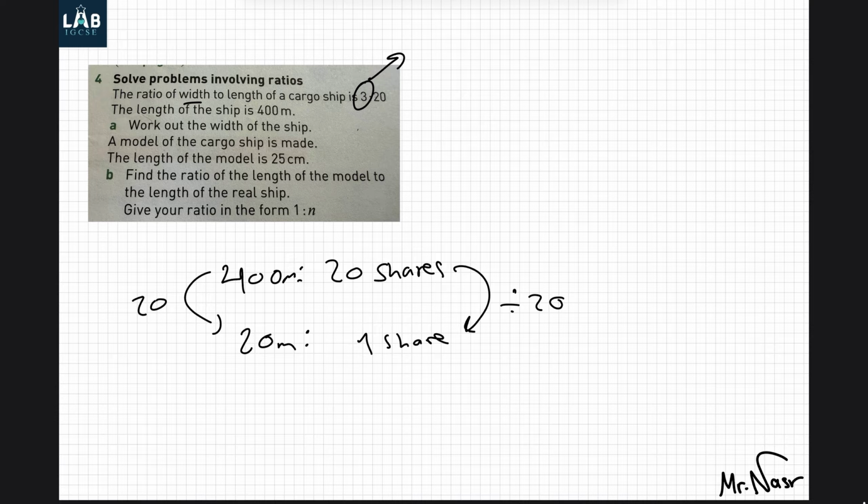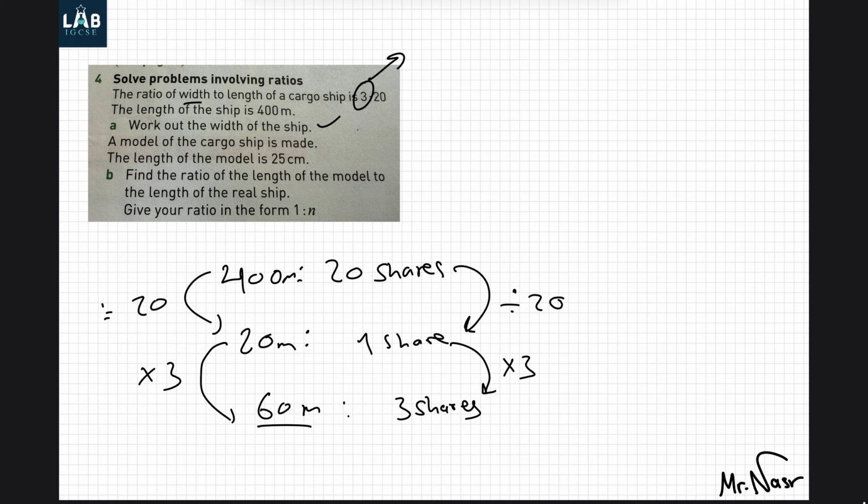So that's really important. Now, what I'm trying to find here is the width, which is 3 shares, okay? I need to find how much the 3 shares actually are. To change the 1 to 3, you multiply by 3. So similarly, you do it on the other side by multiplying by 3. When you do that, it's going to be 60 meters. So the width is 60 meters. You're going to write this: the ship is 60 meters wide.